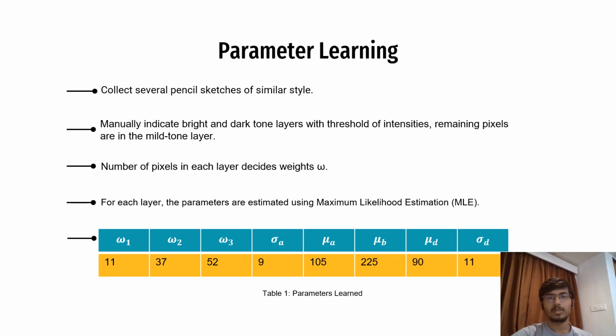So the next slide is parameter learning. Parameter learning is a key aspect of our study. We manually initialize target and dark tone layers with thresholds at extremities, iterating peaks until no change is noted. This iterative process is crucial for refining our results. The parameters are estimated by using the maximum likelihood estimation, aka MLE method, a popular method for estimating parameters in statistics. The details of this process are shown in table 1.